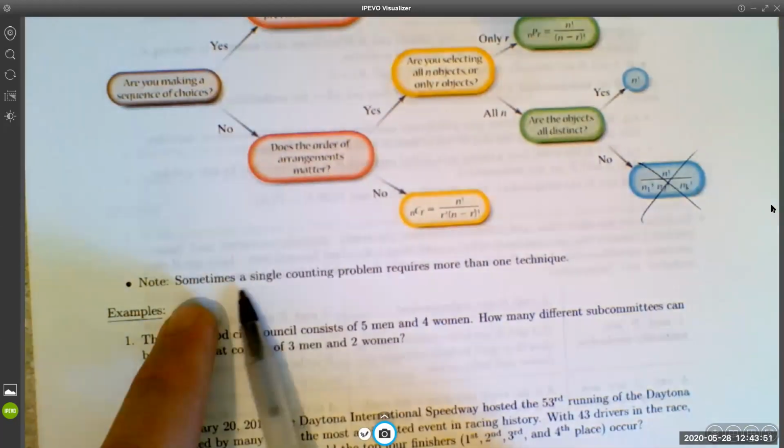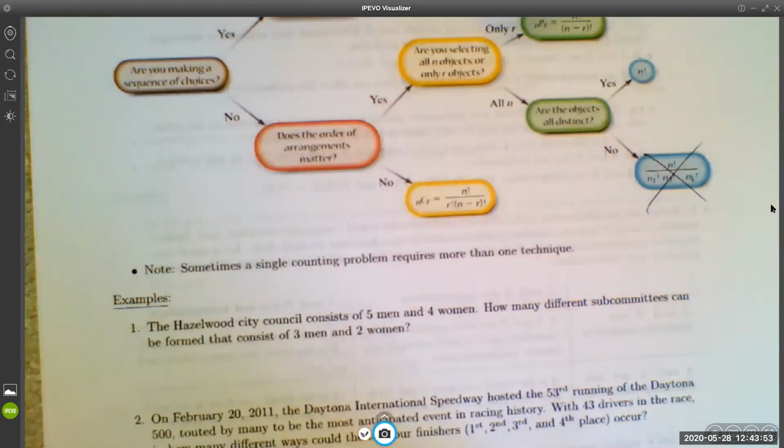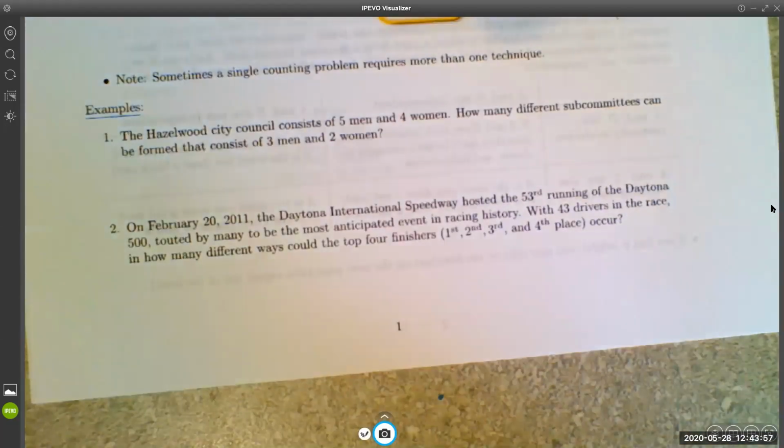Let's practice this. And note that sometimes a single counting problem requires more than one technique. So let's look at a couple examples. This first one says, the Hazelwood City Council consists of 5 men and 4 women. How many different subcommittees can be formed that consist of 3 men and 2 women?